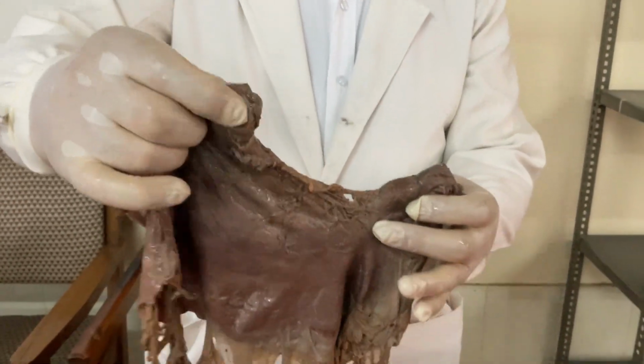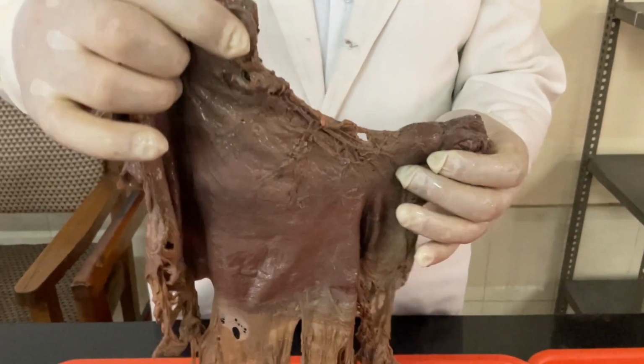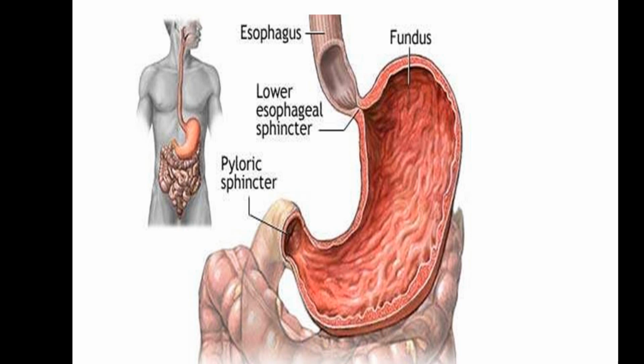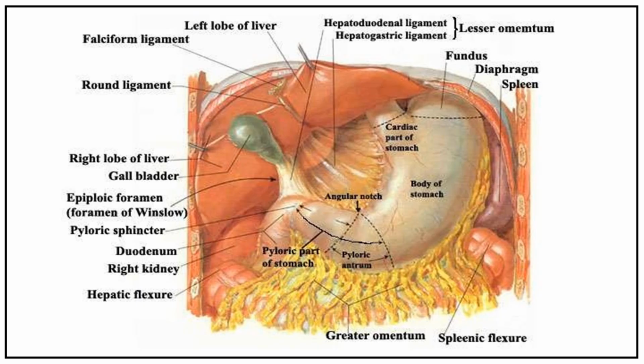Identify this wet specimen. This wet specimen is that of stomach because it has two ends, cardiac end which is a physiological sphincter and pyloric end which is an anatomical sphincter. It has two curvatures, lesser curvature and greater curvature. To the greater curvature is attached greater omentum, and to the lesser curvature is attached lesser omentum. It has two surfaces, anterior superior surface and posterior inferior surface in living state.